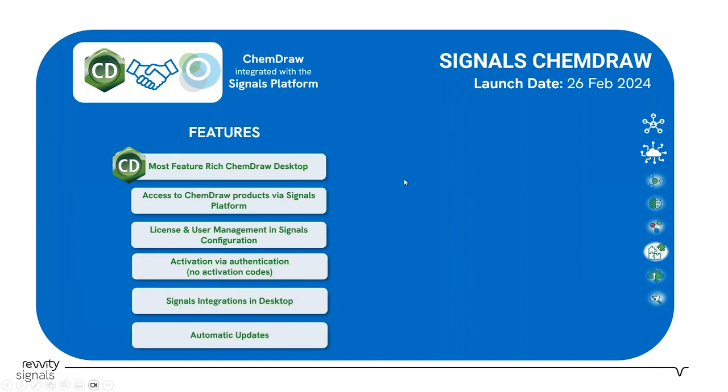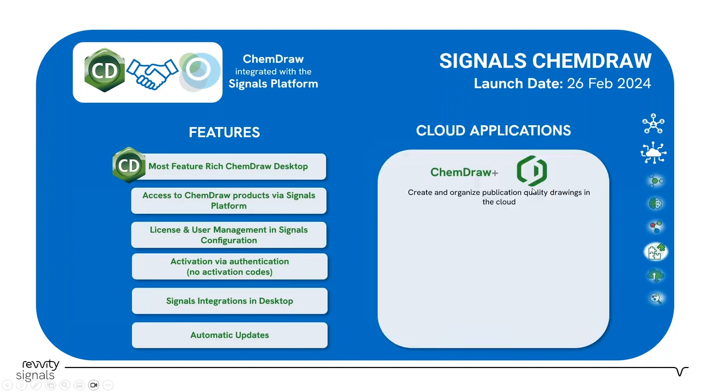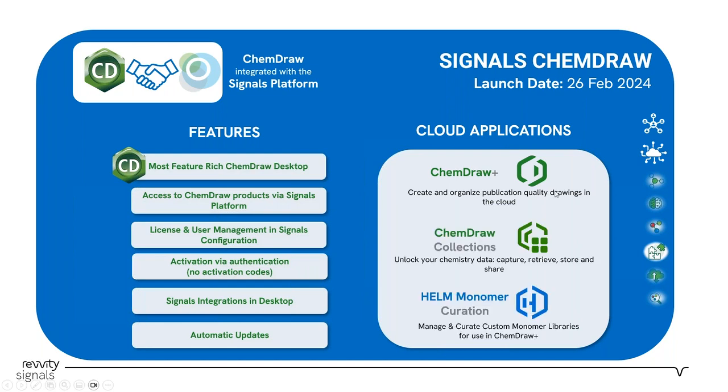In addition, we have these integrations with the desktop application and the cloud-native Signals platform. I will talk a bit about that today, and also automatic updates for one of the new apps that has been added, which is called ChemDraw Plus. That's basically the cloud-native option to draw your structures and share that information as well, which is also part of Signals ChemDraw. Besides that, there are a couple of other applications that I just want to highlight today, which are called ChemDraw Collections, and then also a HELM monomer curation option specifically for ChemDraw Plus.